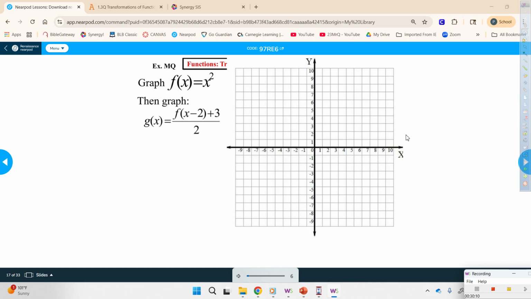And it reads, example omega cubed, right? Graph f of x equals x squared, then graph g of x equals f, parentheses x minus 2 plus 3 over 2. You're like, Mr. Q, that looks different. I know. That's why I'm bringing it in.